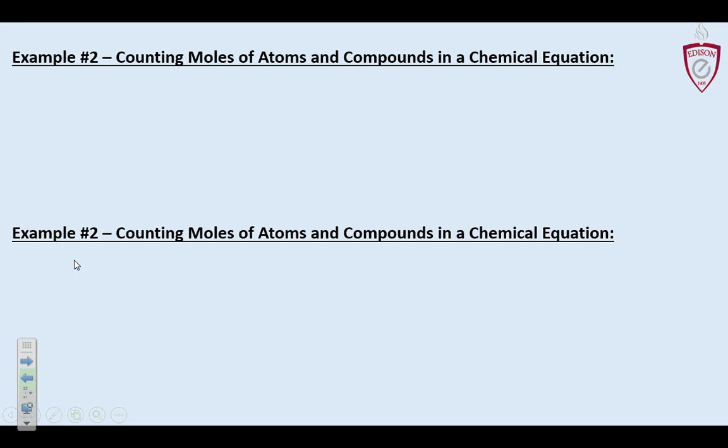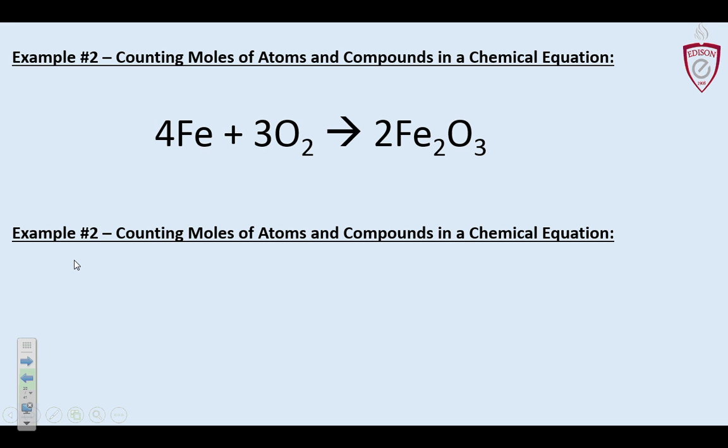All right. So example number 2, counting moles of atoms and compounds. Let's use the rusting of an iron bike chain. This happens when you leave your brake pads out in the rain. You just had yours replaced. Yeah, you're rusted through.